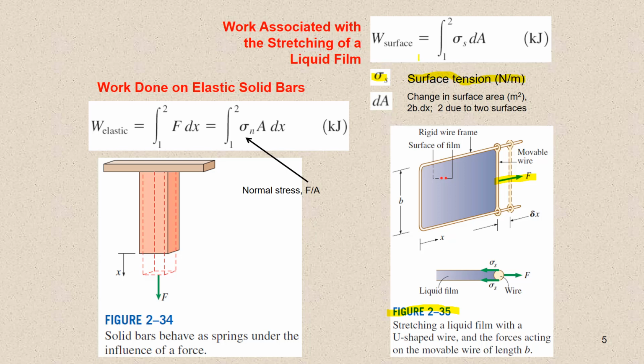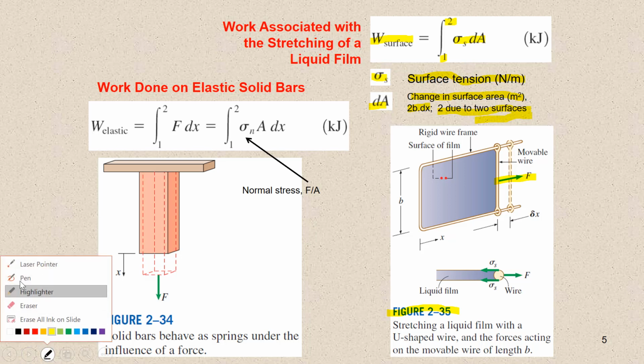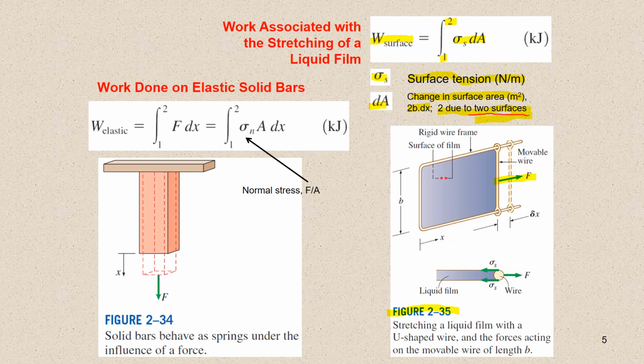Therefore, the work associated with the stretching of a film is also called surface tension work and is determined from the integral of sigma_s dA between points 1 and 2, where dA would be equal to 2b dx and is the change of surface area of the film. The factor 2 is due to the fact that the film has two surfaces in contact with air. The force acting on the movable wire as a result of surface tension effects is 2b sigma_s, where sigma_s is the surface tension force per unit length.